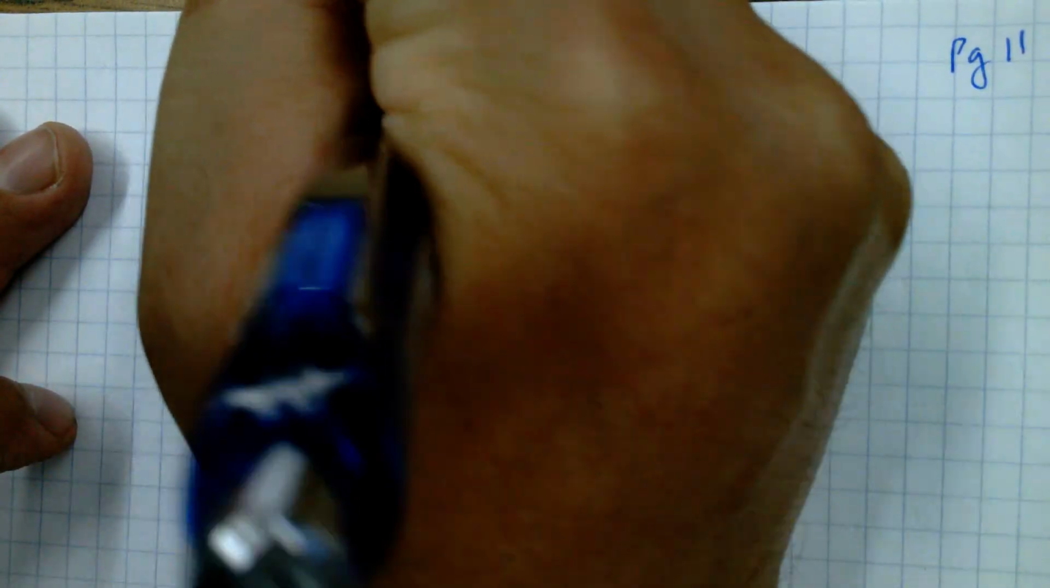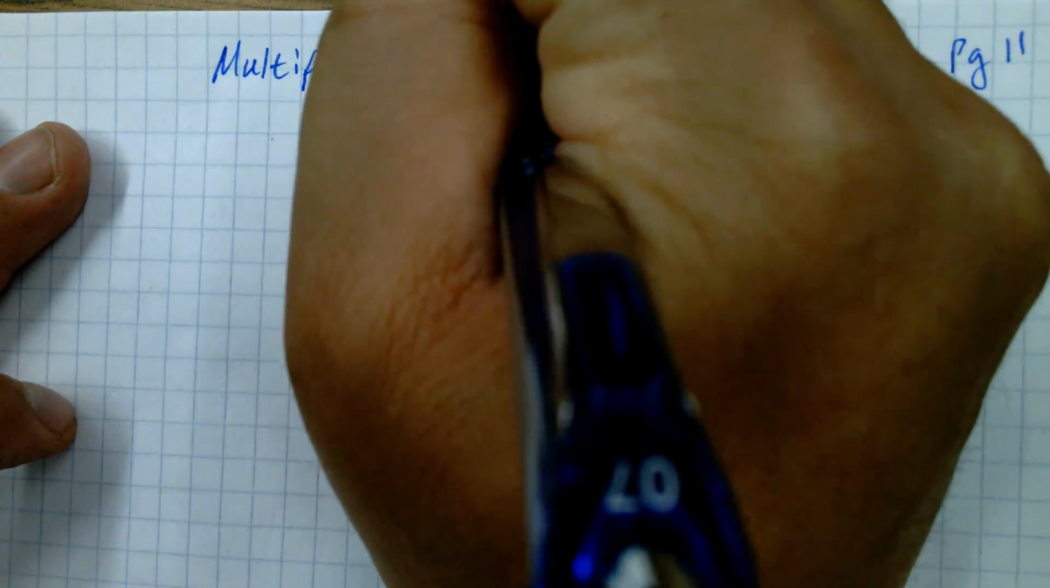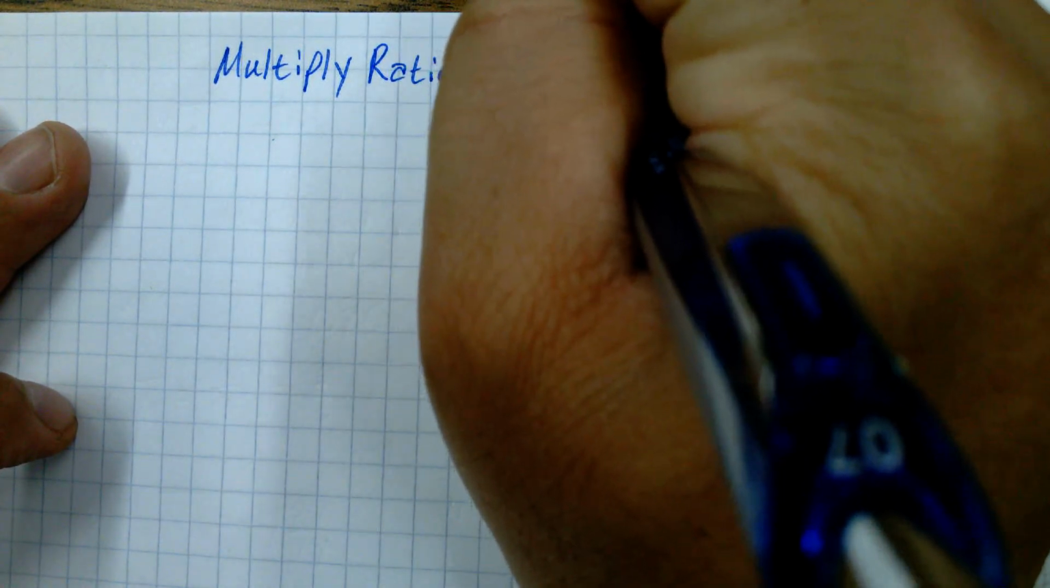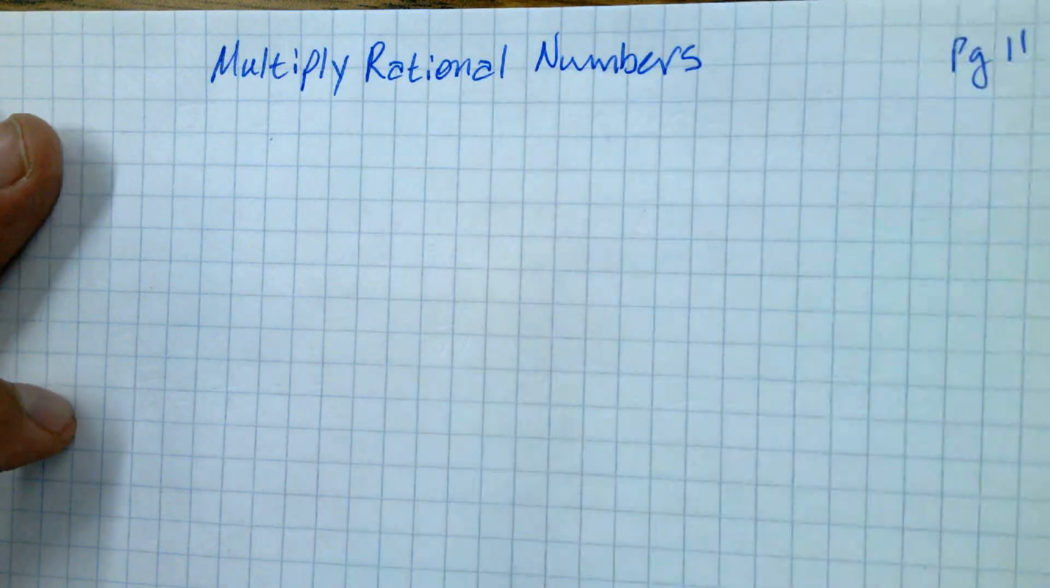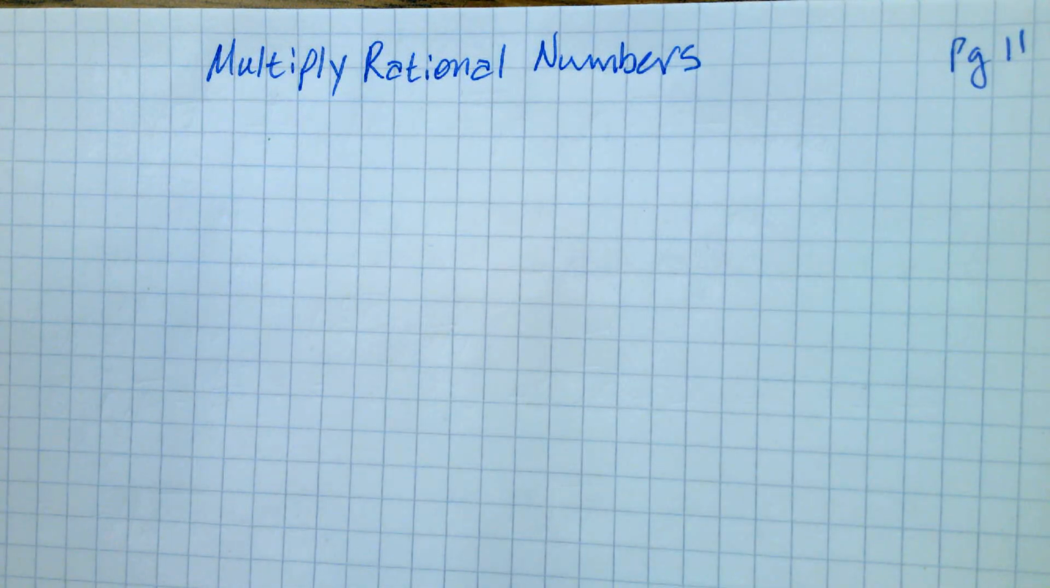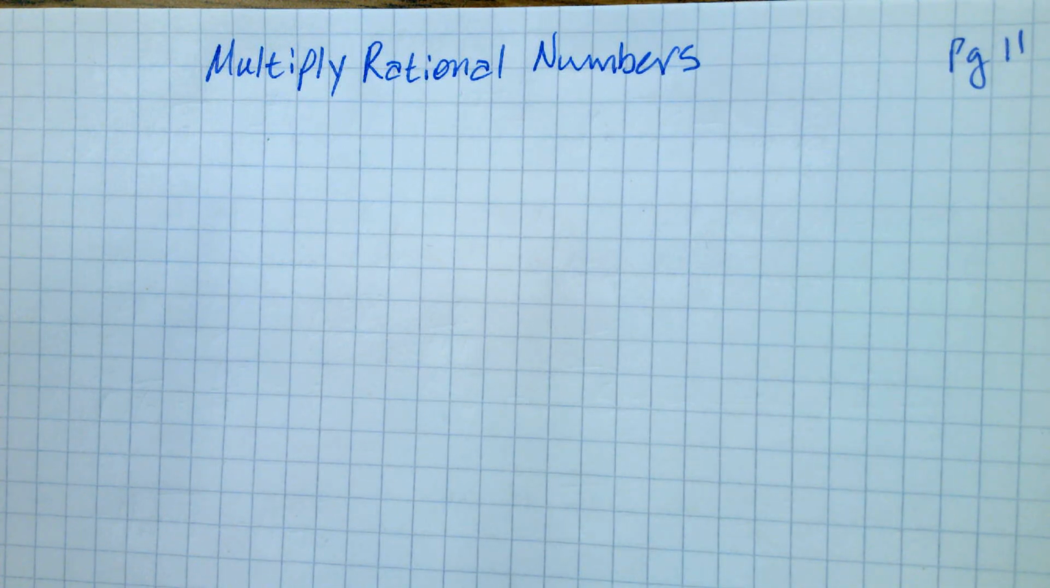All right, so we're going to call this dividing or multiplying rational numbers. And so, like we said before, rational numbers are just basically numbers that can be written as fractions. So basically, if I have fractions and I multiply them, I'm multiplying rational numbers.